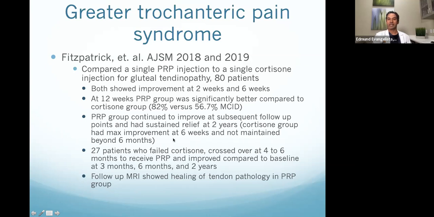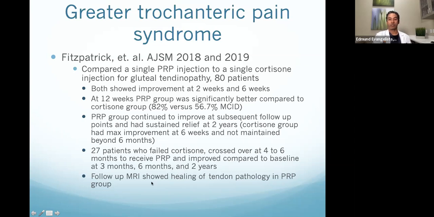And that's what we see clinically. We see lots of patients who get these cortisone injections. It helps for a while and it wears off. It doesn't really heal the underlying problem, which is the gluteal tendon injury. And then 27 of the patients in the cortisone injection group who failed crossed over to receive PRP injections. And these patients also improved compared to baseline at 3 months, 6 months, and 2 years.